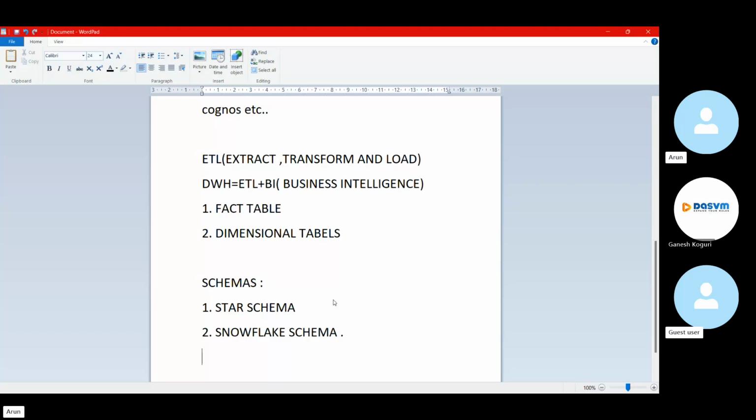In the form of a star, which is known as a star schema. Like in the center it will be the fact table, and then it is surrounded by four dimension tables. I mean, for example, in the form of a star. Okay, I got it, which is a star schema.